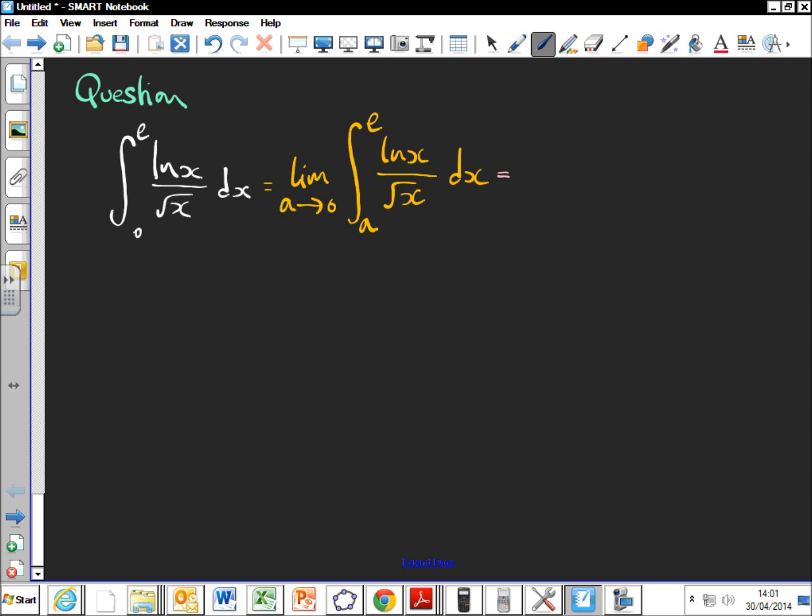Yeah? So, let me just write it out one more way. This is a product of two functions, do you agree? This is 1 over root x times ln x, yeah? I'm just going to write it like that so you can see it's 2. Okay, so integrating products.